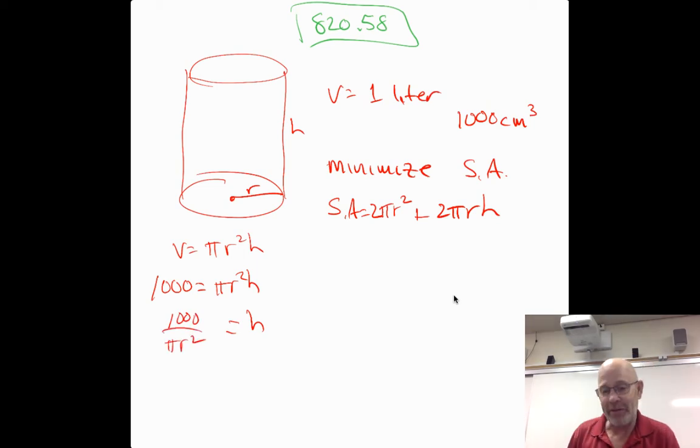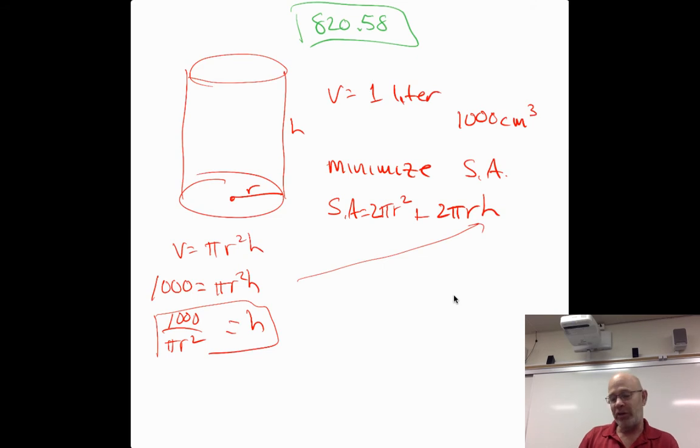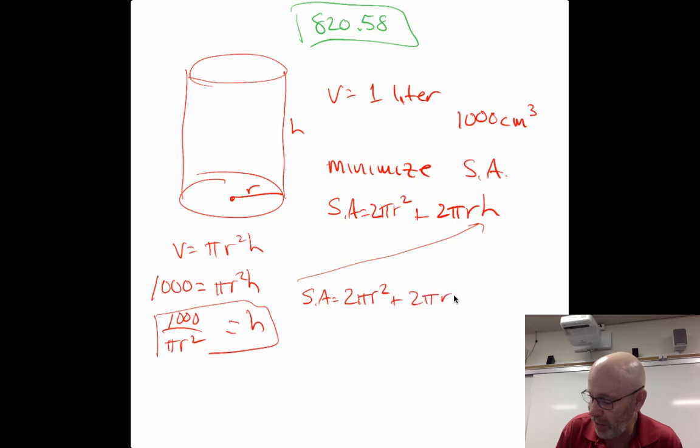And I get that. And then I have something to plug in for my h right there. You could solve for r also. I think that's uglier though, because then you get a square root, but it'll work. So now I go back to the surface area. I get 2 pi r squared plus 2 pi r times my h, which is 1,000 over pi r squared.